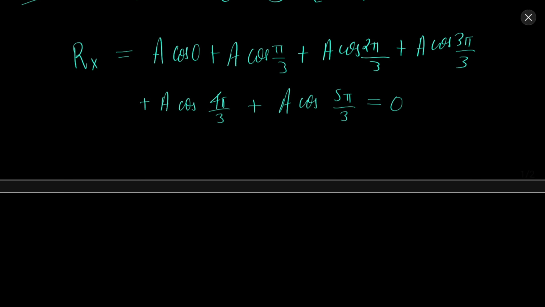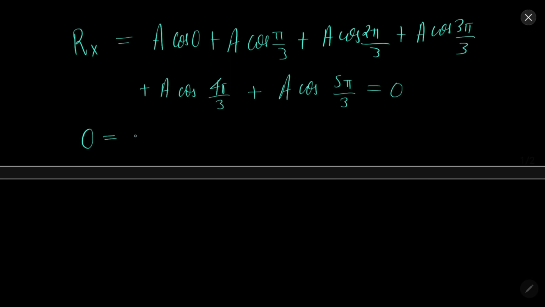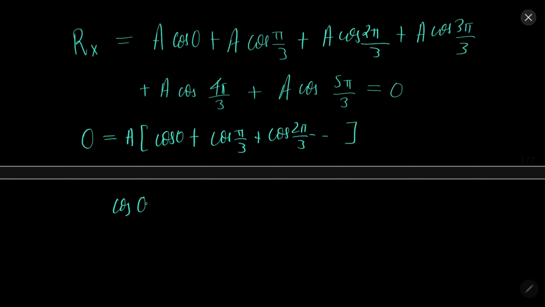Now we know that the resultant is 0, so the x component resultant Rx will be 0. So 0 will be equal to, let's take A common, A times cos 0 plus cos pi by 3 plus cos 2 pi by 3 and so on. A will go down, so ultimately cos 0 plus cos pi by 3 plus cos 2 pi by 3 up to cos 5 pi by 3 will add up to 0.